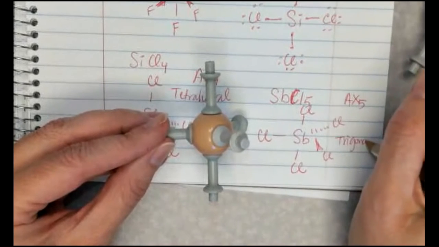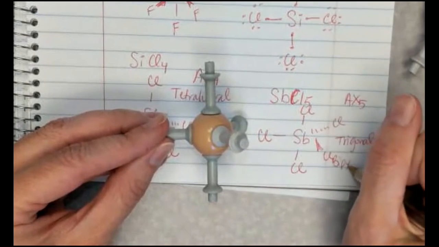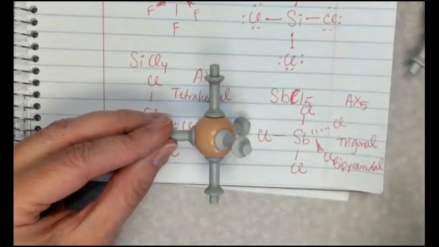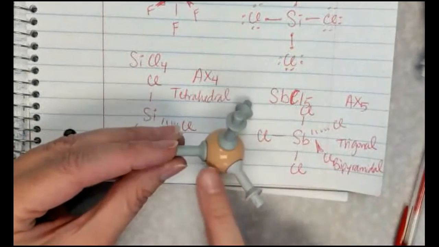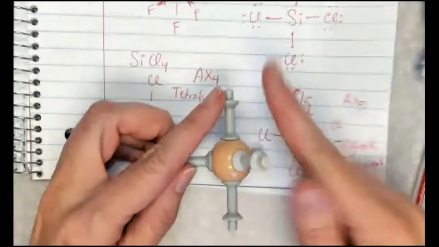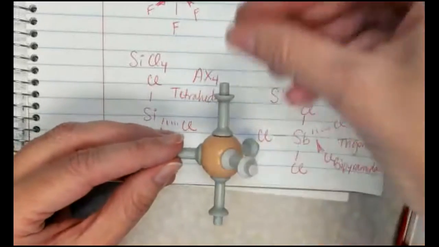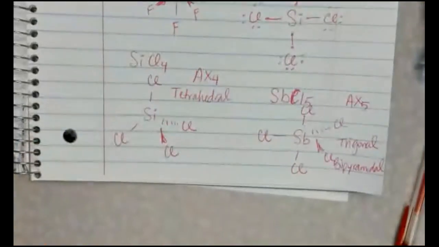And then again, that one was called trigonal bipyramidal. Bipyramid, 2 pyramids, and trigonal because it's a triangle base. And pyramid because there's a pointy point going up, and then a point going down. So there's a pyramid base and a pyramid top. So that's the AX5 trigonal bipyramidal.